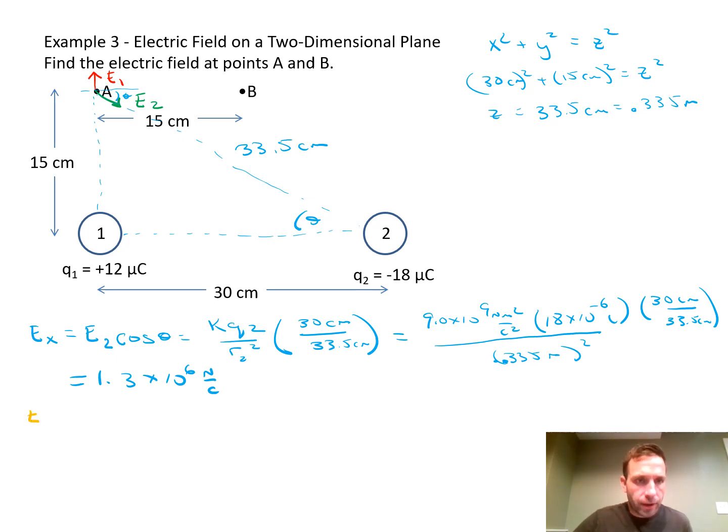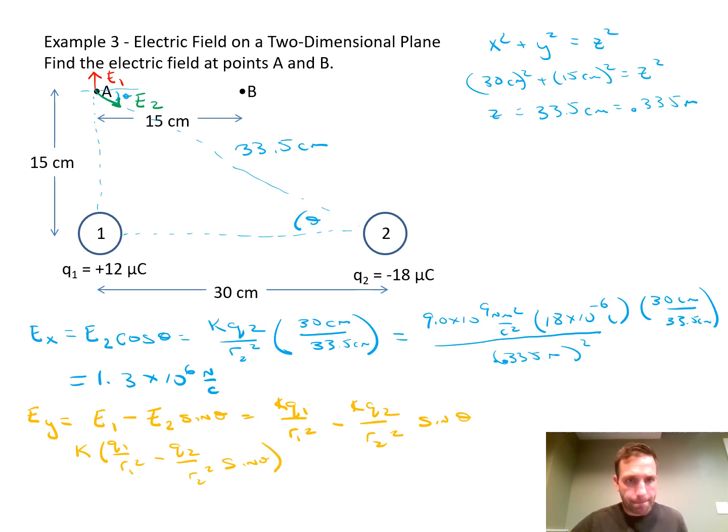Right, now I'm going to look to find the electric field in the y direction. E1 points in the positive y direction, and E2 has a component in the negative y direction, and I'll have to use the sine of the angle to figure out how much of E2 points in the y direction. So that's K Q1 over R1 squared minus K Q2 over R2 squared sine theta. To make the substitution a little simpler, I can pull out K. So I get Q1 over R1 squared minus Q2 over R2 squared sine theta.